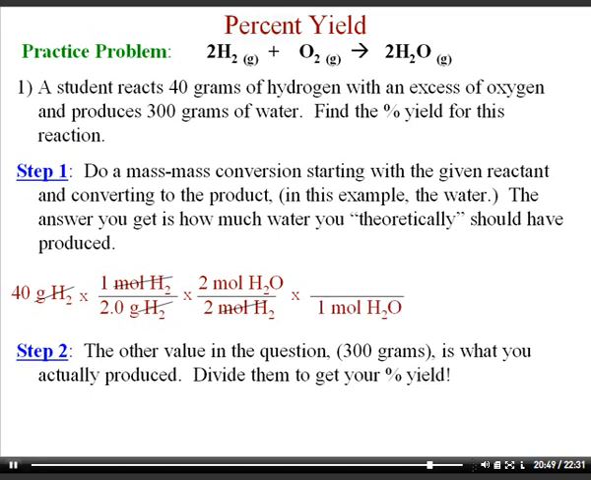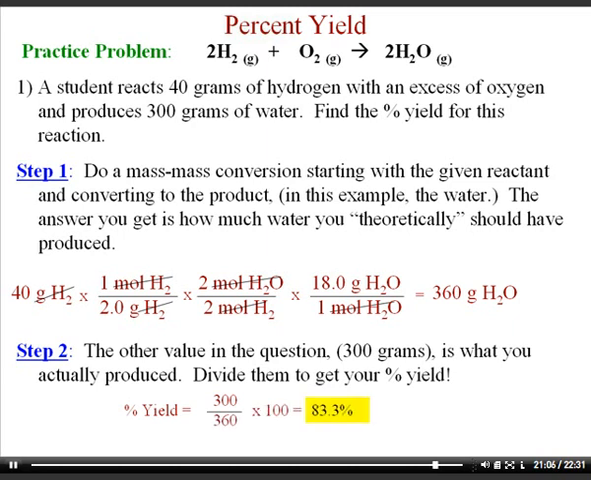We use 1 mole for the last step, and the molar mass for water on the periodic table is 18. When you do this calculation, we were supposed to make 360 grams of water. Now we actually only made 300 grams of water, so what percent is that? Well, 300 out of 360 happens to be 83.3%, so that's our percent yield.